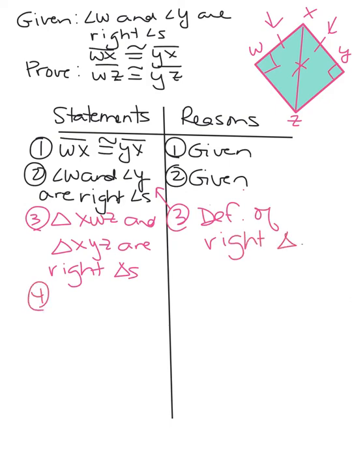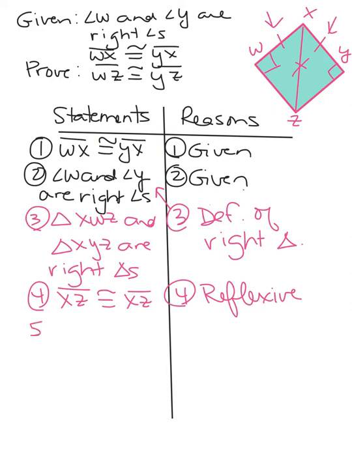Now my next statement, I'm going to talk about the reflexive piece that we already have marked up in our diagram. Segment XZ is congruent to segment XZ, and that's going to be because of reflexive. And then now I'm ready for my HL theorem. I'm ready for congruency. I have stated that there's right angles. I've stated that there's right triangles. I have a hypotenuse that I've shown congruency. I have legs that I've shown congruency. So I can say triangle XWZ is congruent to triangle XYZ. And that is because of the HL theorem.